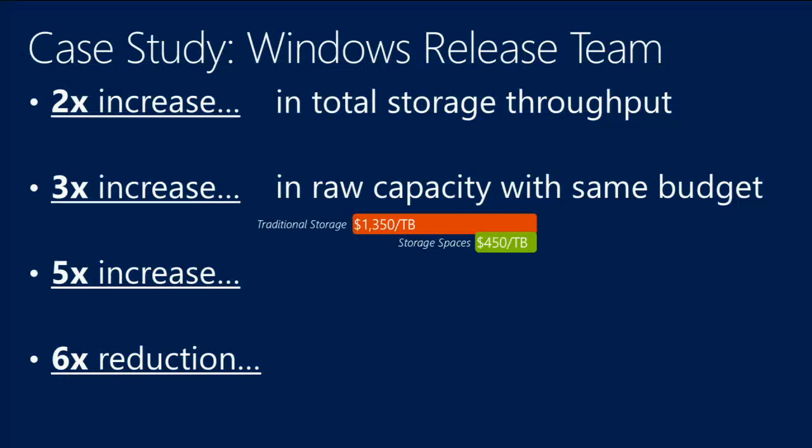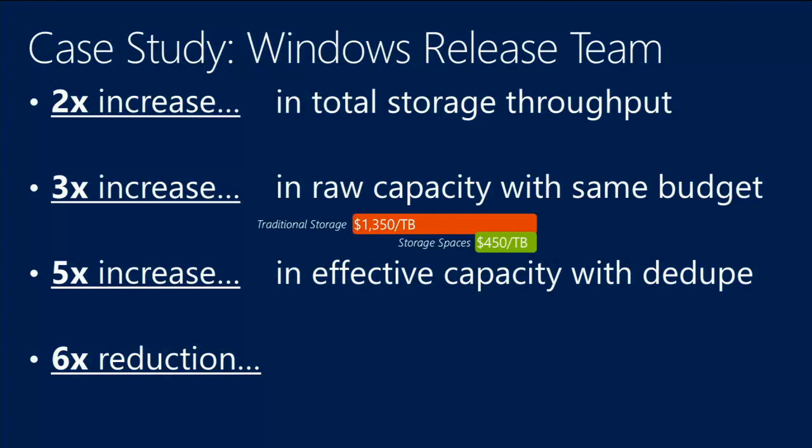They tripled their raw capacity with the same budget. So they were given a budget. They negotiated a special budget for that year to replace a third of their existing deployment. Using that same budget, they replaced all of it. They went from $1,350 per terabyte with their traditional storage deployment to $450 per terabyte with Storage Spaces. They cut their costs by a third.